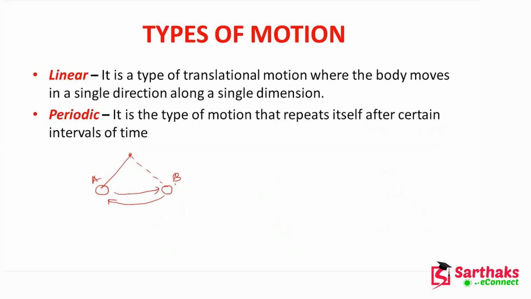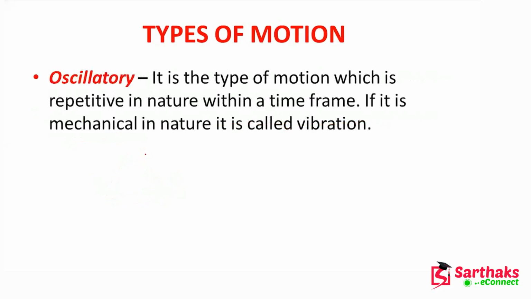You can see that from position A to position B, it will move to and fro, to and fro, to and fro. But for a certain time interval, it will maintain a particular time interval. So that is the periodic motion. Okay, so what is periodic motion? The motion that repeats itself after a certain interval of time.